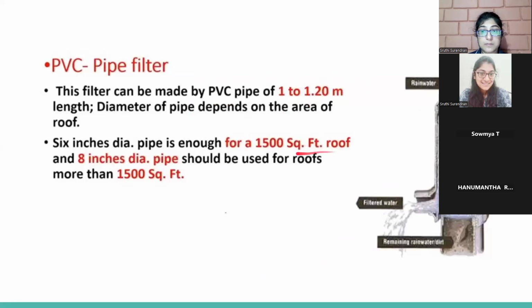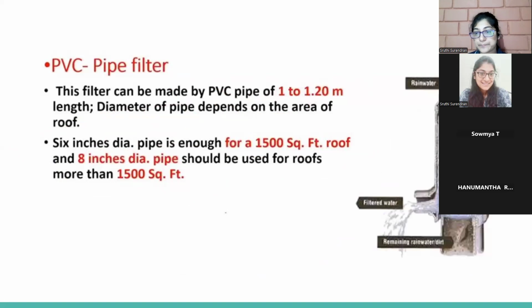So there will be filtration through these charcoal filters, and there is PVC pipe filter, which is what we're talking about. So in PVC pipe filters, PVC pipes 1 to 1.2 meter in length and a diameter, which is depending on the area of the roof. So 6-inch diameter pipe for a 1,500 square feet roof, and 8-inch diameter pipe for roofs more than 1,500 square feet. So I think this point is a bit important because this is what has been asked in the question.